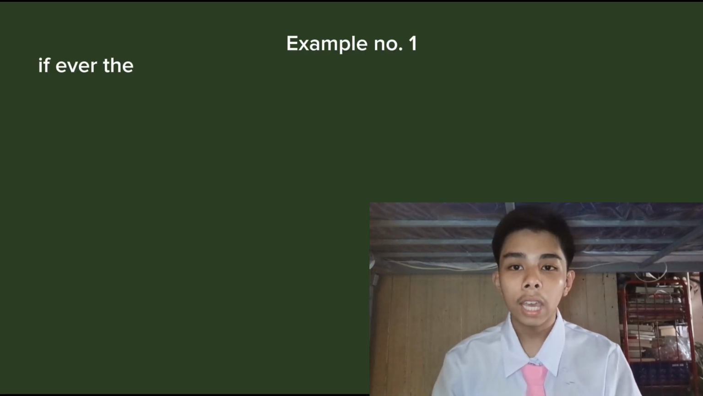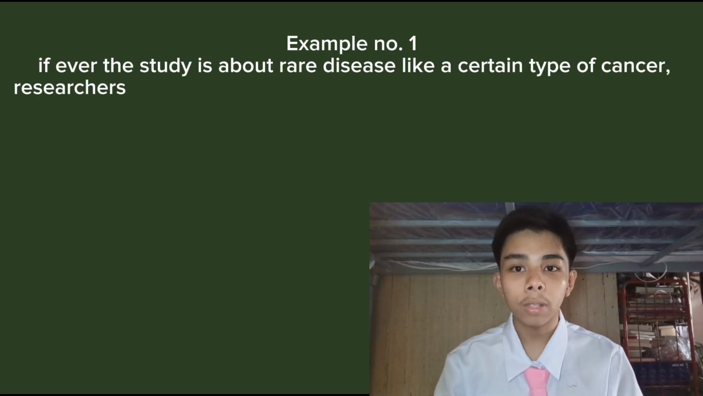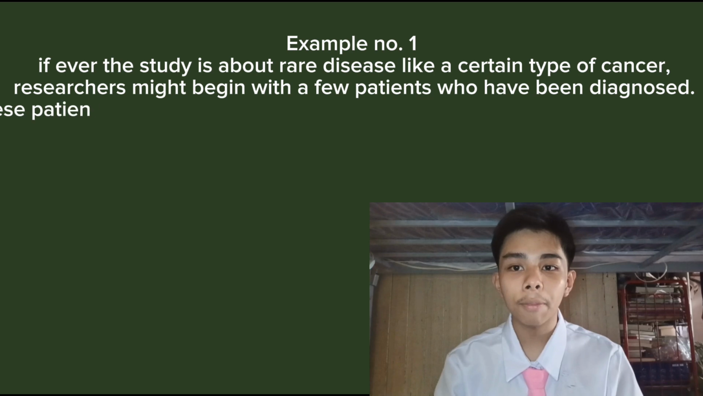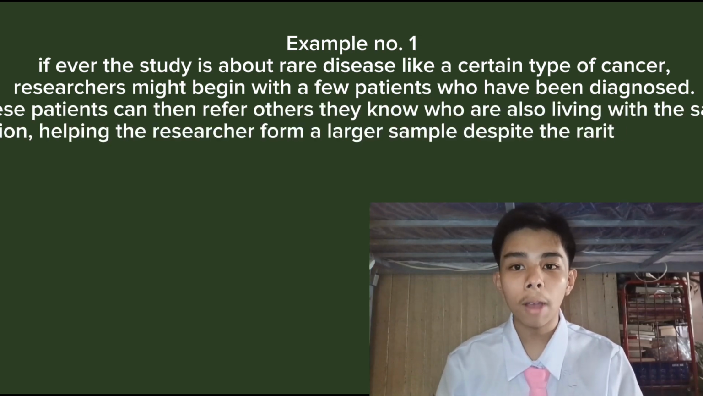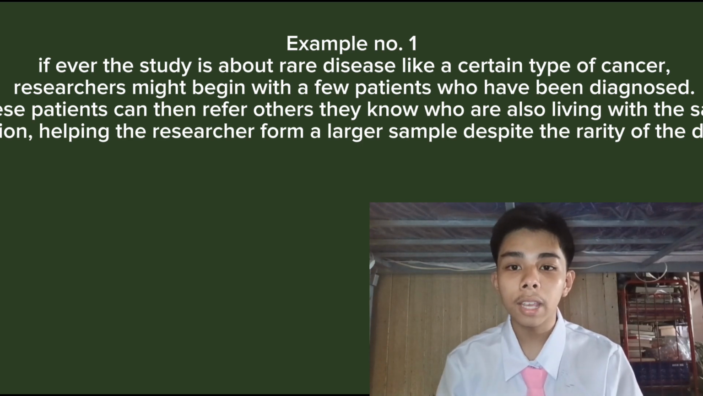Now, I will provide some examples and challenges of using this method. Example number 1. If the study is about a rare disease like a certain type of cancer, researchers might begin with a few patients who have been diagnosed. These patients can then refer others they know who are also living with the same condition, helping the researcher form a larger sample despite the rarity of the disease.